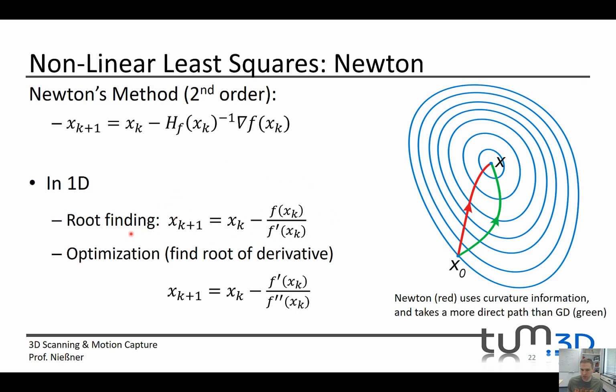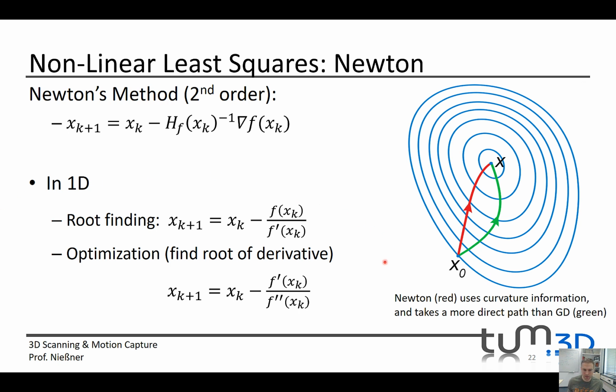Now what we want to do is find the root of the derivative. So we simply say we want to find the root of f prime of x, and then this becomes the second derivative. We compute the derivative of f prime, which is the second derivative of f, and then we do the same thing. This is Newton's method for optimization. But maybe don't confuse it: standard Newton is actually just root finding, and here we're using it to find the root of the derivative.